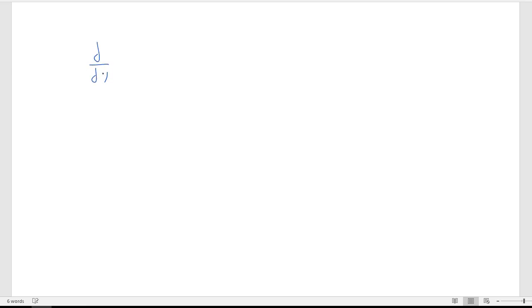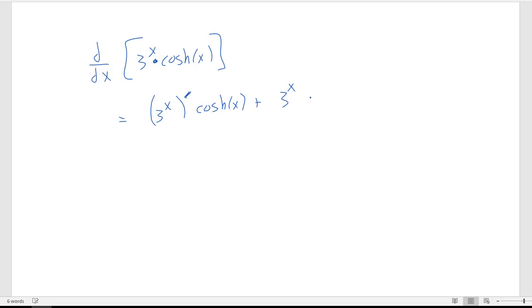So let's say we want to take the derivative of 3 to the x times hyperbolic cosine of x. Now obviously this is going to be a product rule. We have 3 to the x times hyperbolic cosine. So I'm going to do the derivative of the first, and I'm going to get lazy and use prime notation, times the second. And then I'm going to do the first times the derivative of the second.